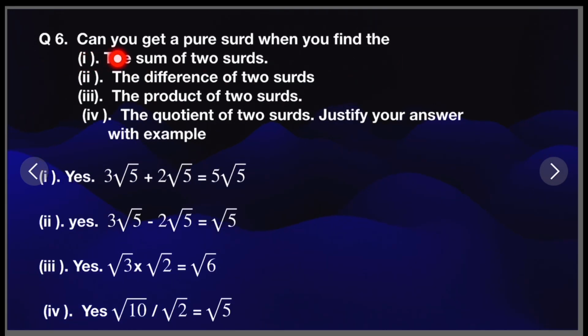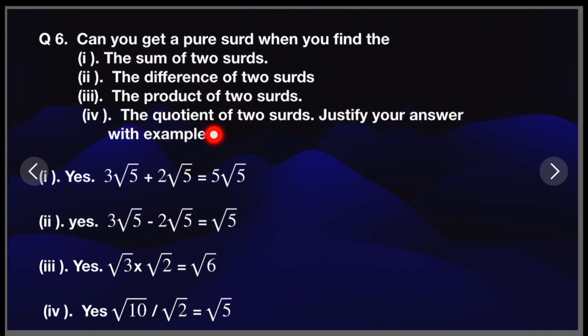Question 6. Can you get a pure surd when you find the sum of two surds? Yes, we can get a pure surd. For example, sum of two surds. You can take any example. I have just taken this. So 3 root 5 plus 2 root 5 is equal to 5 root 5. Subtraction, difference of two surds: 3 root 5 minus 2 root 5 is root 5. Multiplication of two surds: yes, root 3 into root 2 is root 6. Division: yes, root 10 divided by root 2 is root 5. So yes for everything.